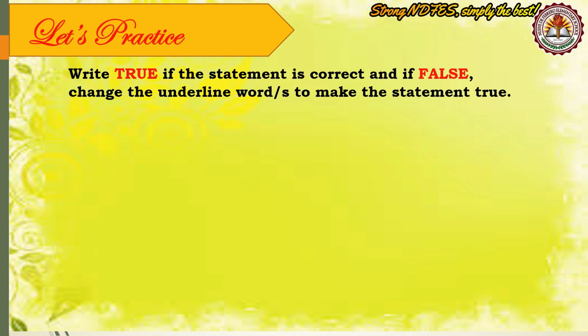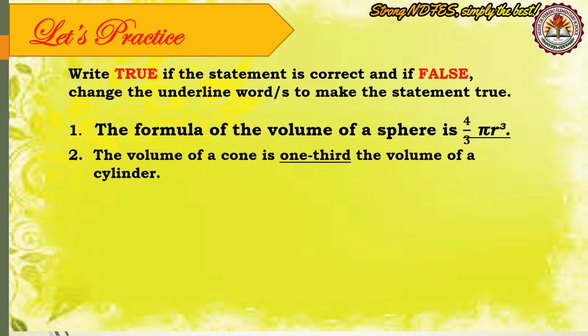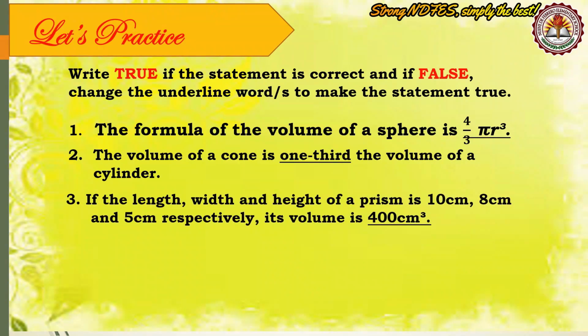Ready? Number 1. The formula of the volume of a sphere is 4/3 times pi r cubed. Number 2. The volume of a cone is 1/3 the volume of a cylinder. Number 3. If the length, width, and height of a prism is 10 centimeters, 8 centimeters, and 5 centimeters respectively, its volume is 400 cubic centimeters.